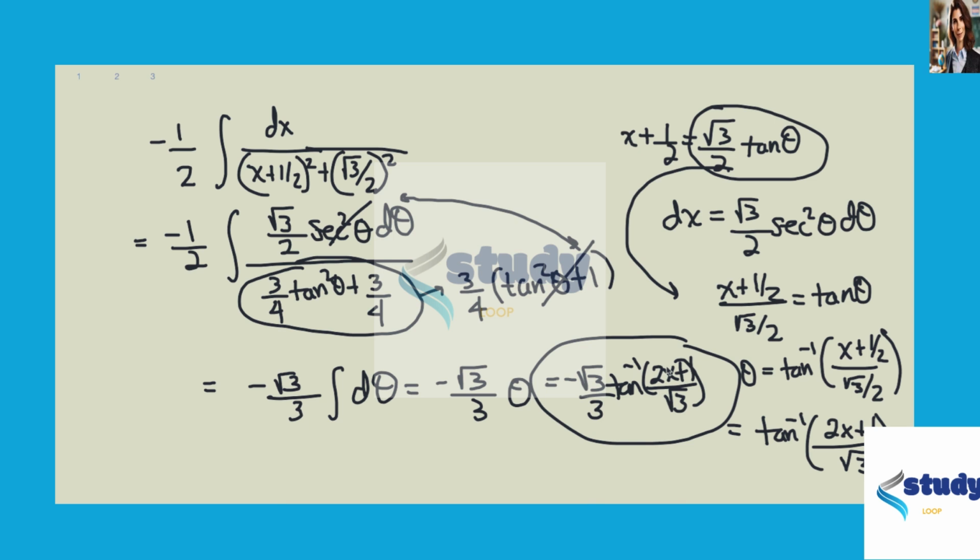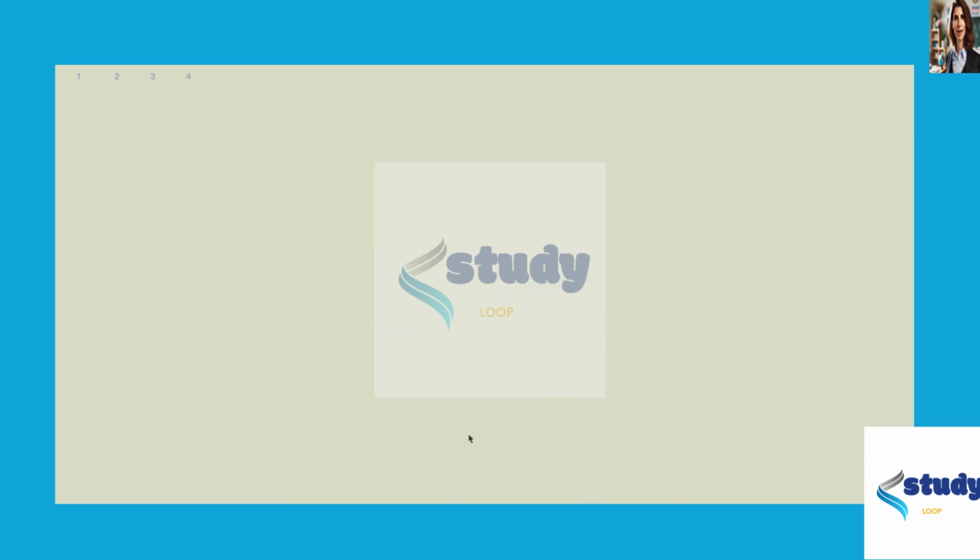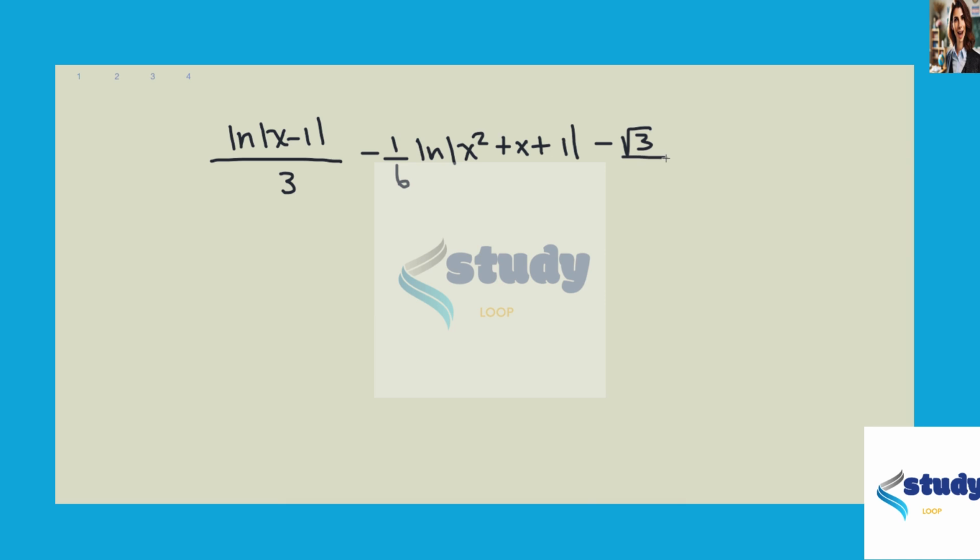So let's go to the next page to write that out. We had natural log x minus 1, that was divided by 3. Then we had minus 1/6 natural log x squared plus x plus 1. And then finally, for the last integral, using the trig sub, √3 over 3 tan inverse 2x plus 1 over √3. And don't forget our constant c of integration. And that's our final answer.